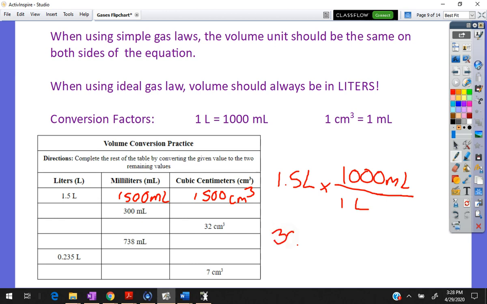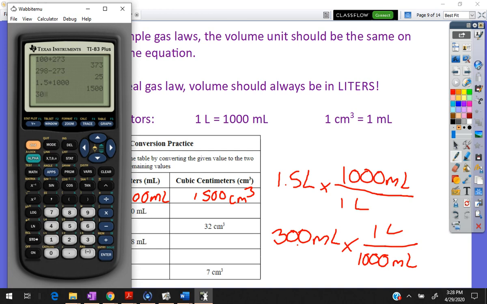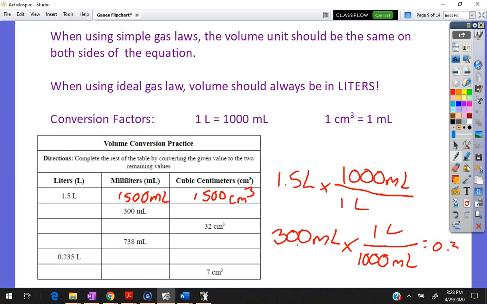If I'm going the other way, 300 milliliters, I would put the 1,000 milliliters on the bottom, 1 liter on top, and this time 300 times 1 divided by 1,000 gets me 0.3. So I end up with 0.3 liters. And then again, I shouldn't have to do the conversion for centimeters cubed, but it's there in case we need it. All right. Take a moment and pause and complete the rest of those volume conversion problems.